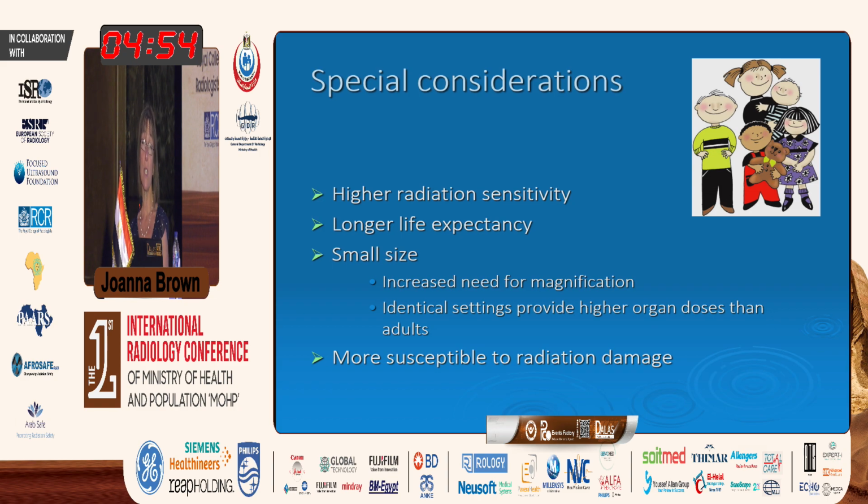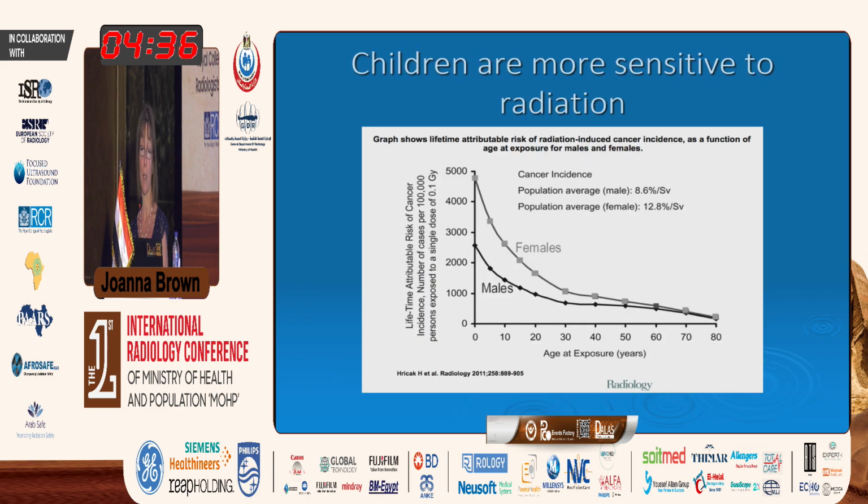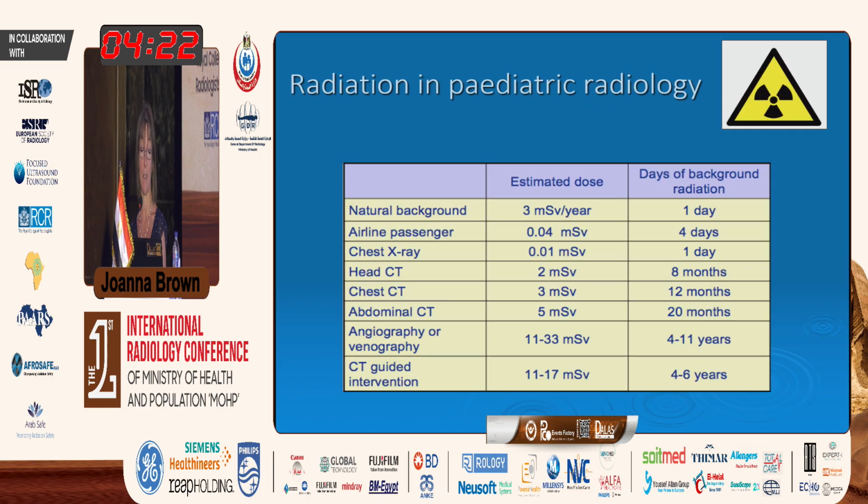Because we all know that children have a higher radiation sensitivity, they have a longer life expectancy, and they are more susceptible to radiation damage. So we need to remember it. And you all know the slides showing how the relative risk varies when you look at different parts of the body. And again, another graph published in Radiology showing the cancer incidence, and you will see that giving radiation at the early stages is really, really difficult.